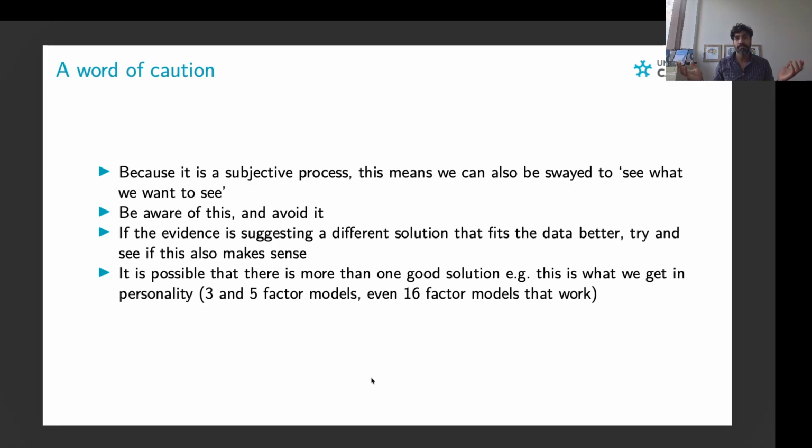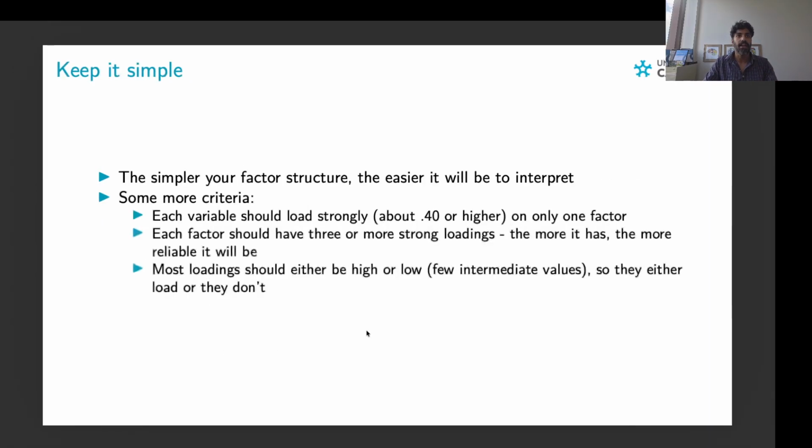But it's possible that there's more than one good solution, or perhaps the literature says something and your data says something else, and maybe it's related to the fact that the literature is on a certain type of sample and your data is on a different type of sample, and so you have different factor structures that emerge. And so it is possible to have more than one good solution. For example, we see this in personality research. There's a 3 and 5 factor model, even 16 factor models that work. So really, there's no one perfect solution. Justification matters, and it may vary as a function of the data or the population that's there. And so these are important things to consider when interpreting.